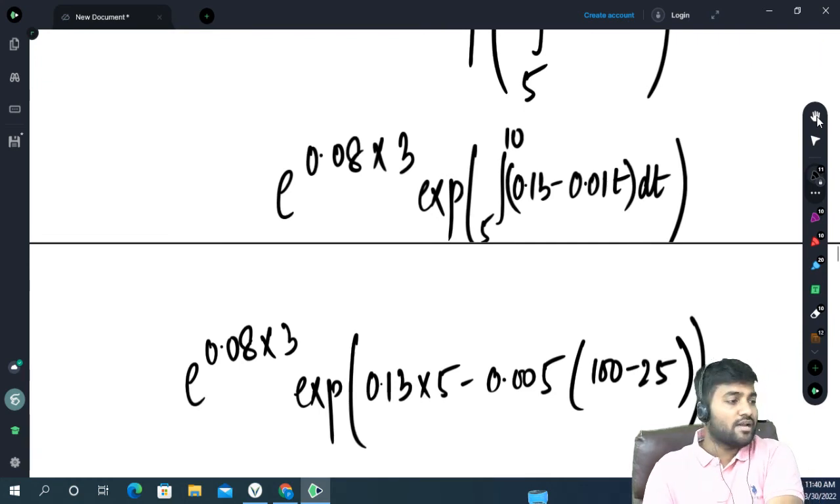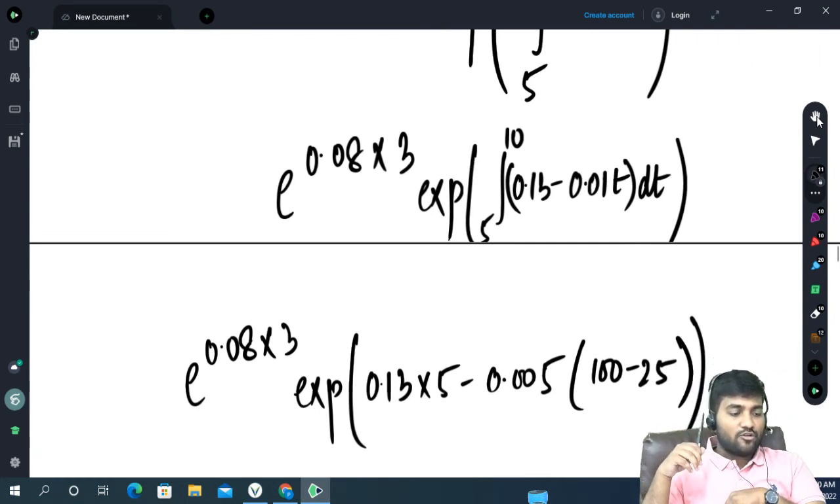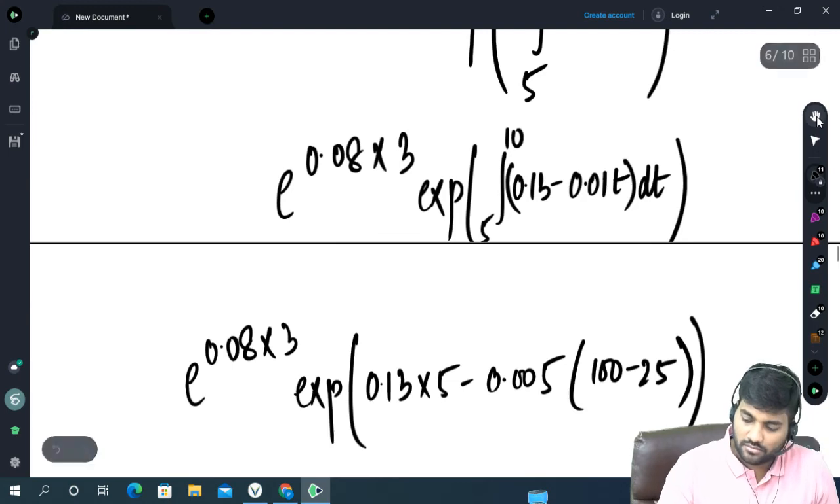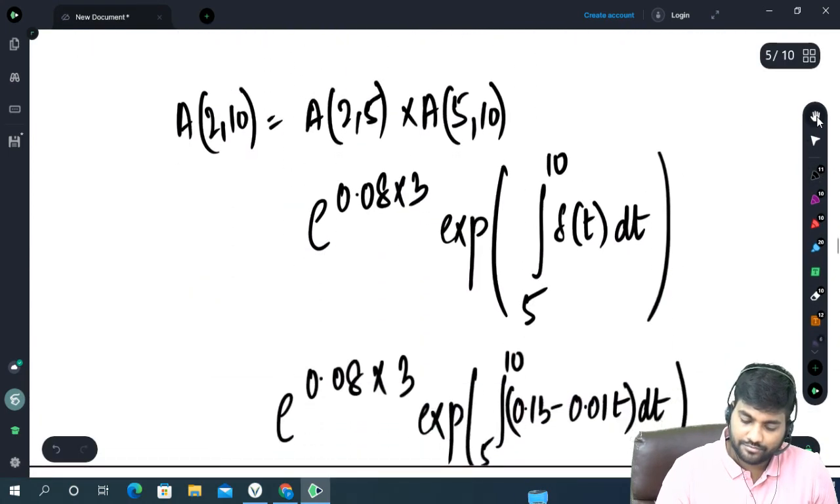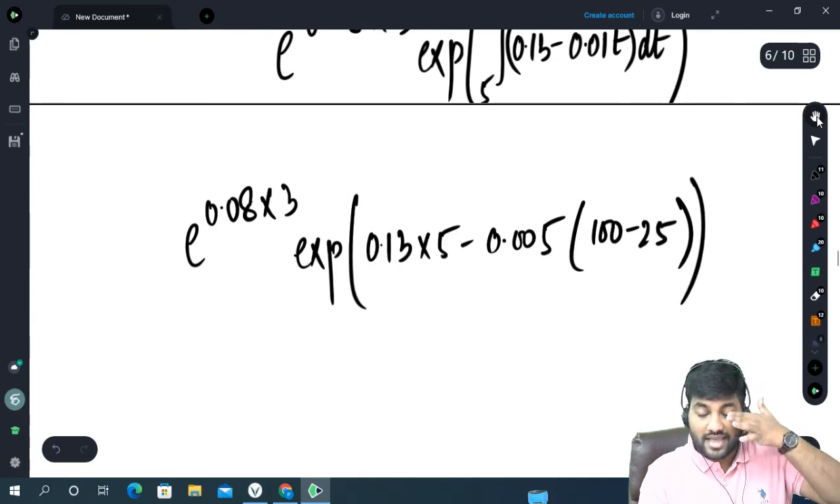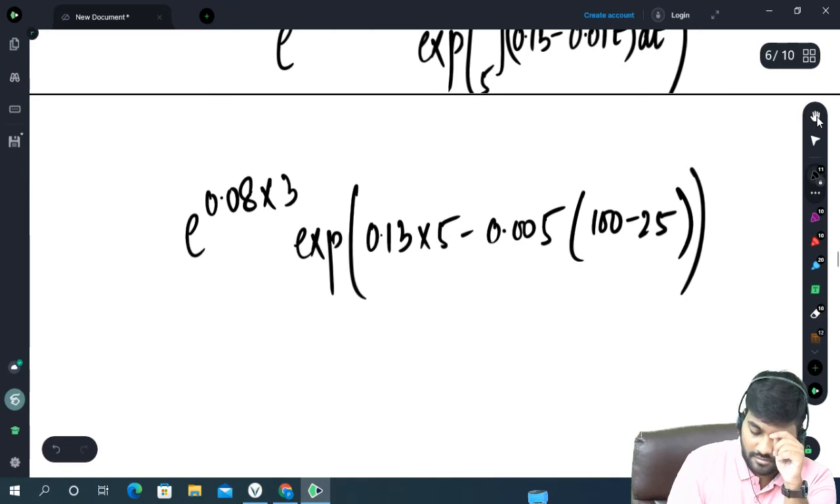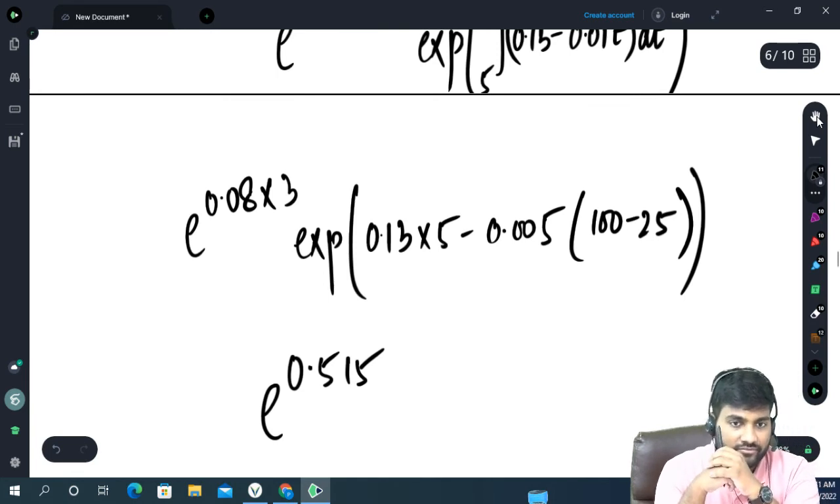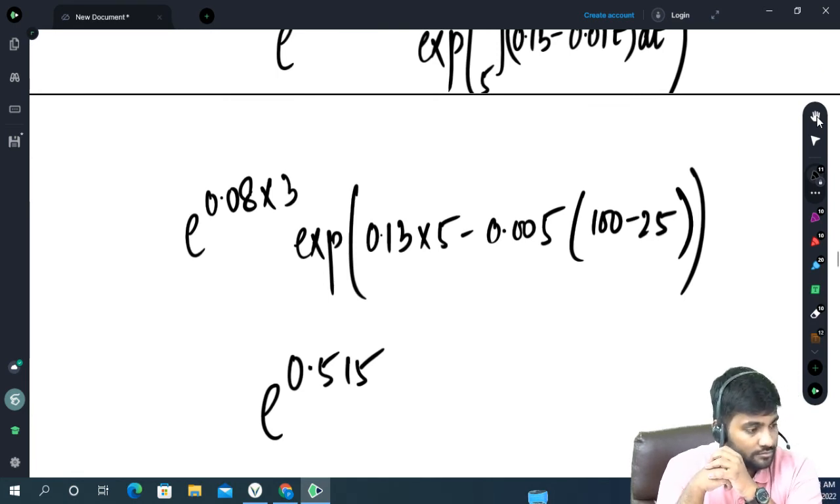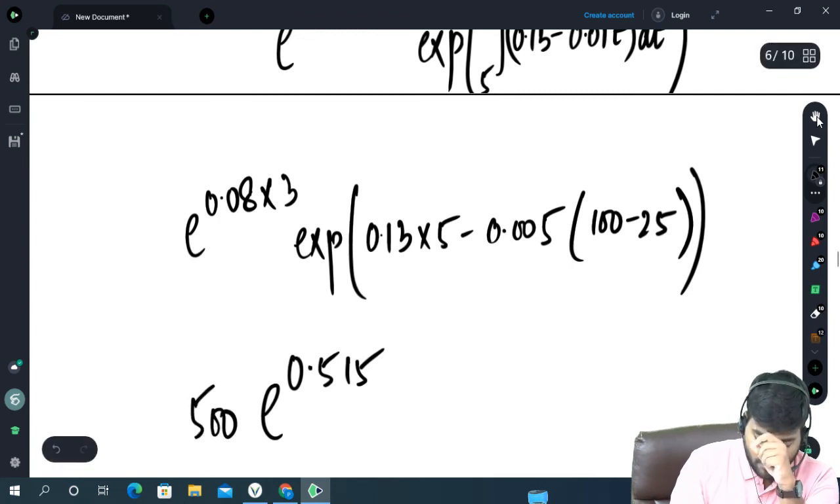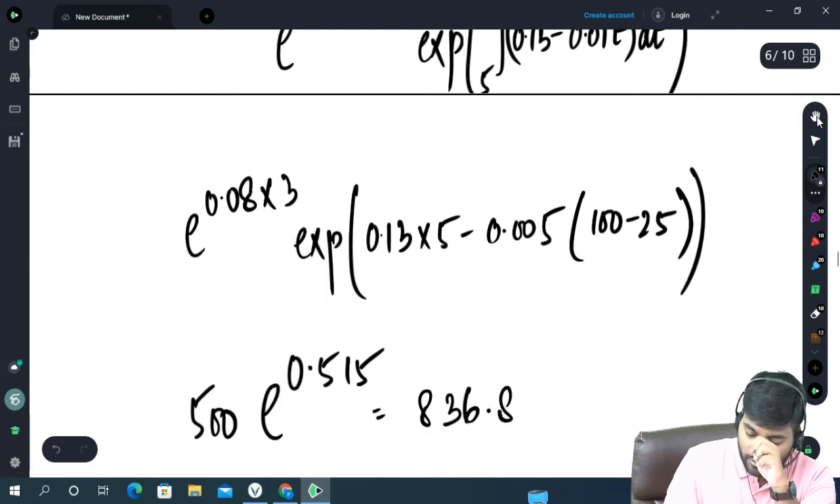So this is basically the accumulation factor from 2 to 10. And then we need to multiply this by 500. 500 or 1000? 500. Please solve and get the answer. Exponential means e power only. Base same, powers are added. And the final e power will be, what is it? Final is e to the power 0.515. So this is 836.82. Please check.